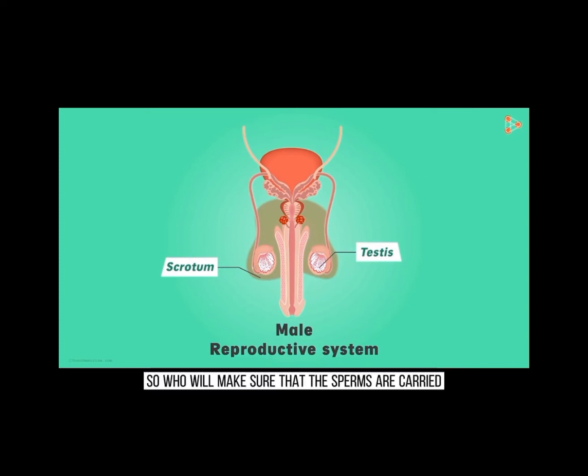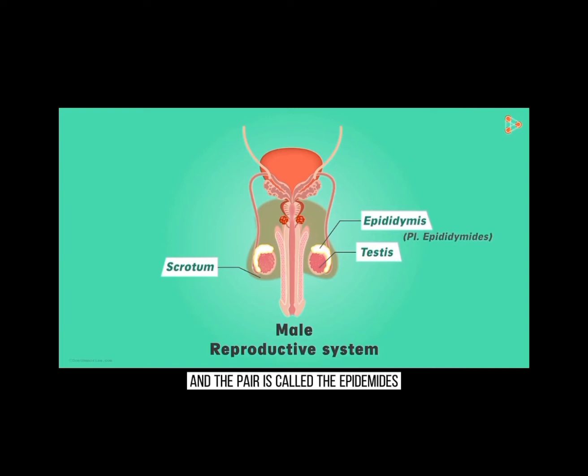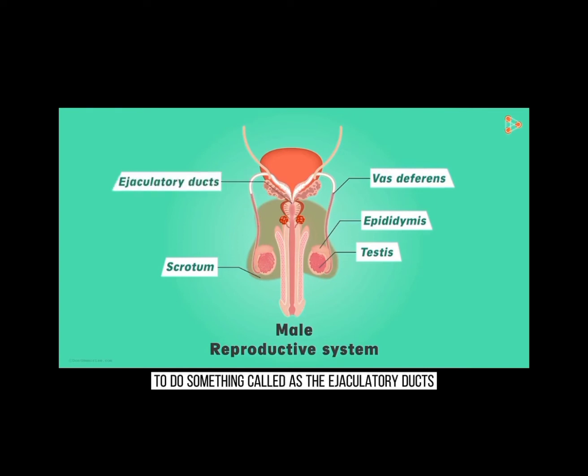Now the sperms produced will have to travel in order to reach the female body. So who will make sure that the sperms are carried outside the testes? This responsibility is taken up by the mass of coils that we can see here. This is called the epididymis and the pair is called the epididymides. The mass then carries the sperms to this single connecting long coil. This is called the vas deferens. Where will the deferens carry it further? Directly outside the body? No, they will carry it into something called the ejaculatory ducts.